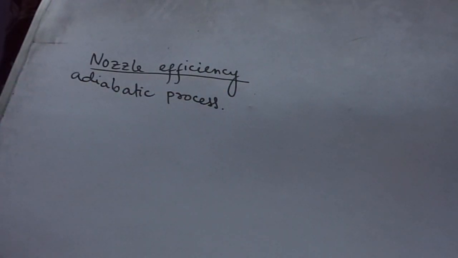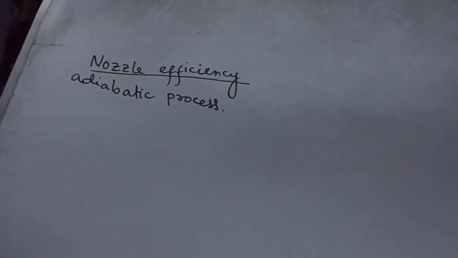In nozzle design, the usual practice is to base all calculations on isentropic flow and then to make an allowance for friction using a coefficient or efficiency.